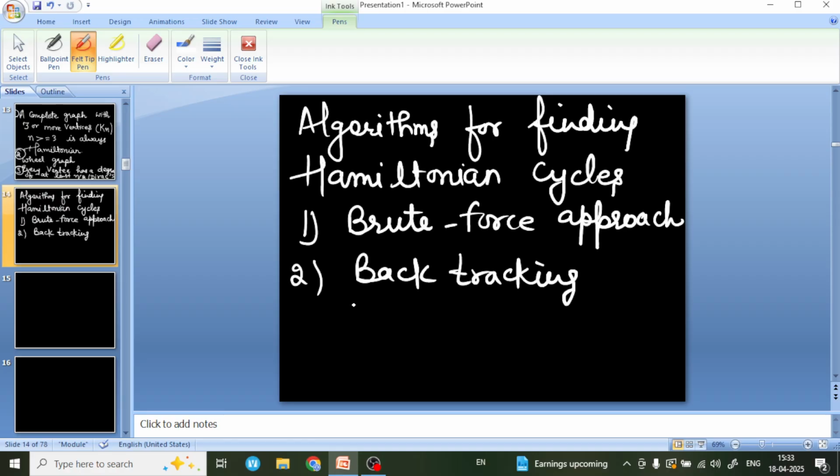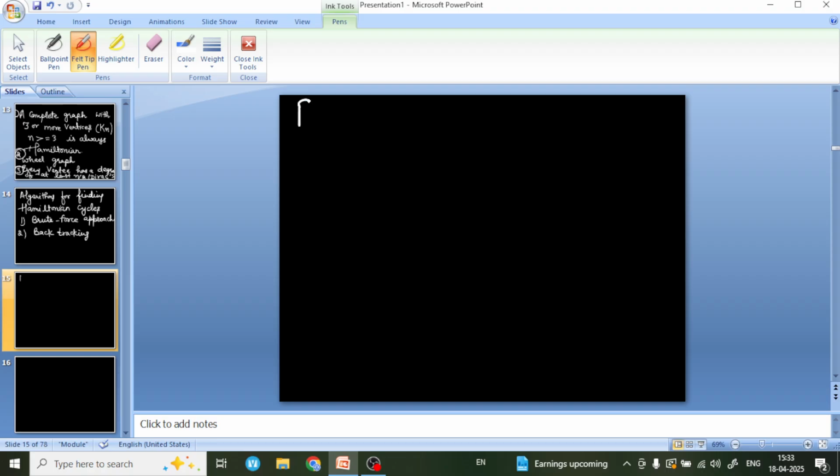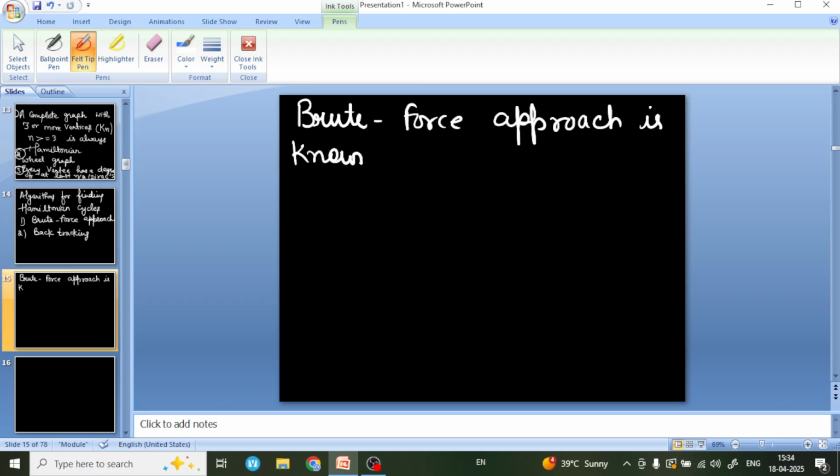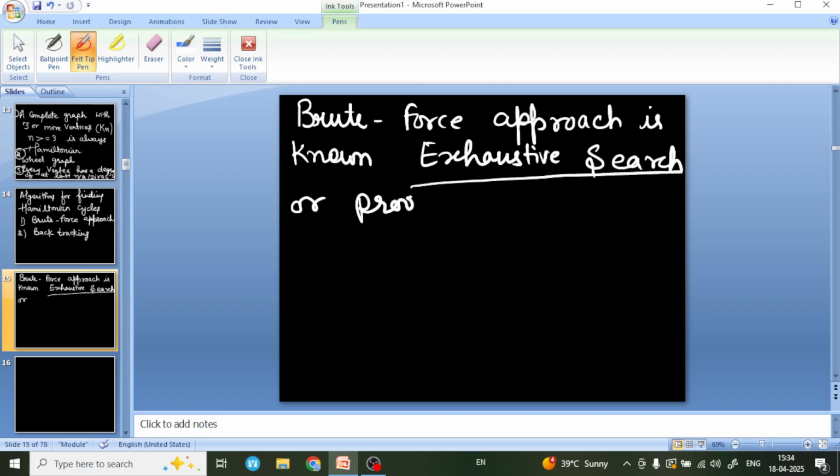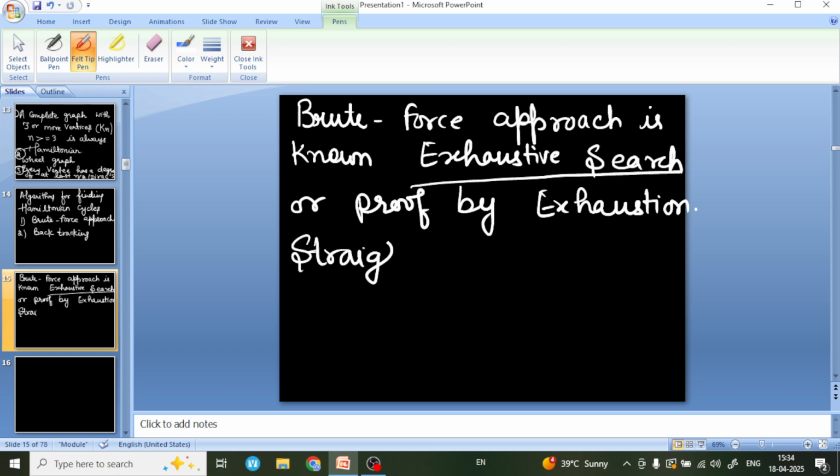Brute force approach is also known as exhaustive search or proof by exhaustion. Or you can say it is a straightforward approach. Which type of approach? Straightforward.